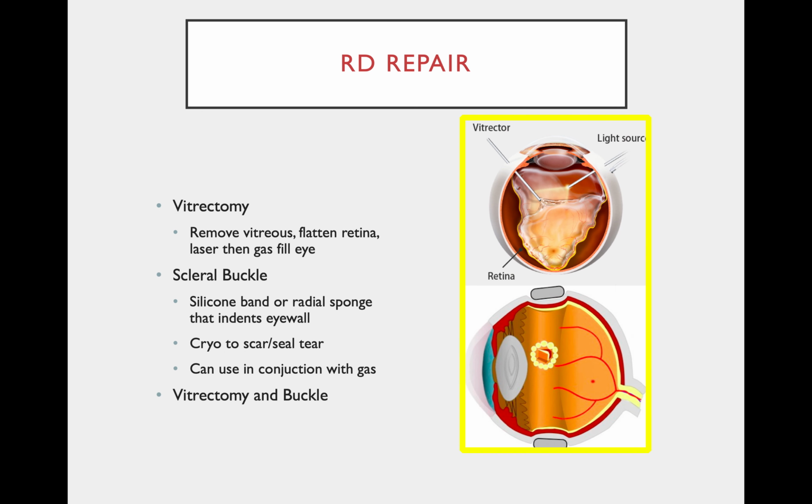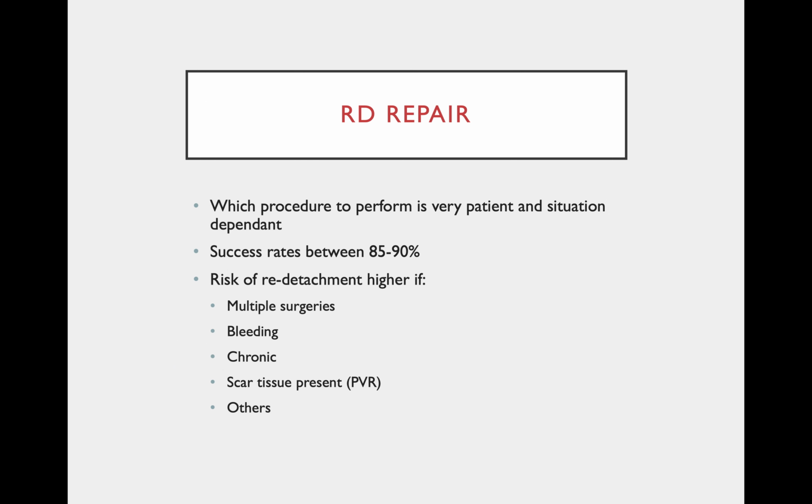Vitrectomy, you go into the eye, you remove the gel, get the retina back in place, you laser it, and then you put gas in the eye. And you can do a scleral buckle, where you put a band around the eye, and you do cryo at the time of surgery, and then you can use gas in these cases as well. And then you can combine some of these procedures. You can do, for example, a vitrectomy and a buckle. Which procedure to perform is very dependent on the type of detachment.